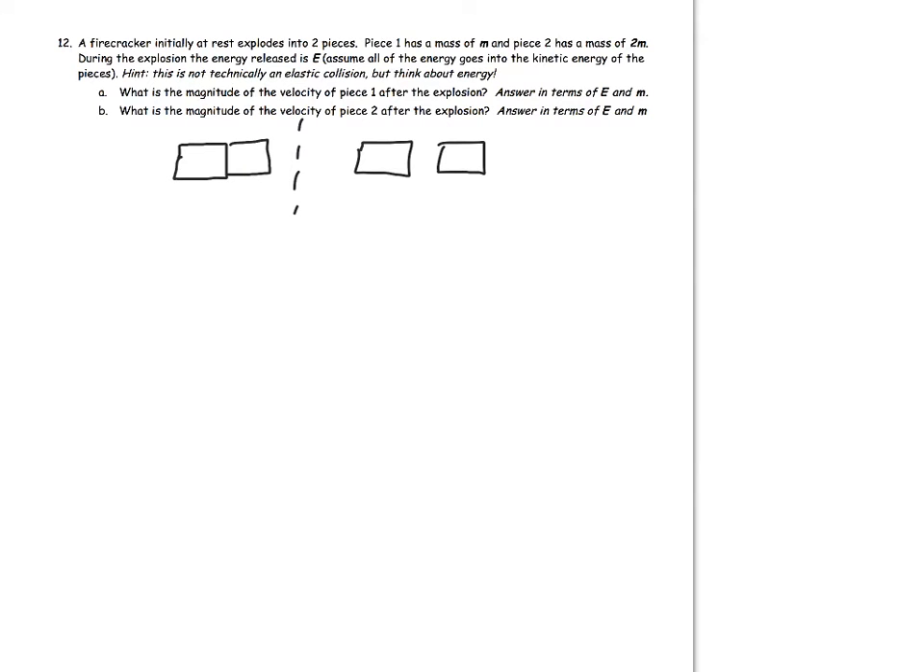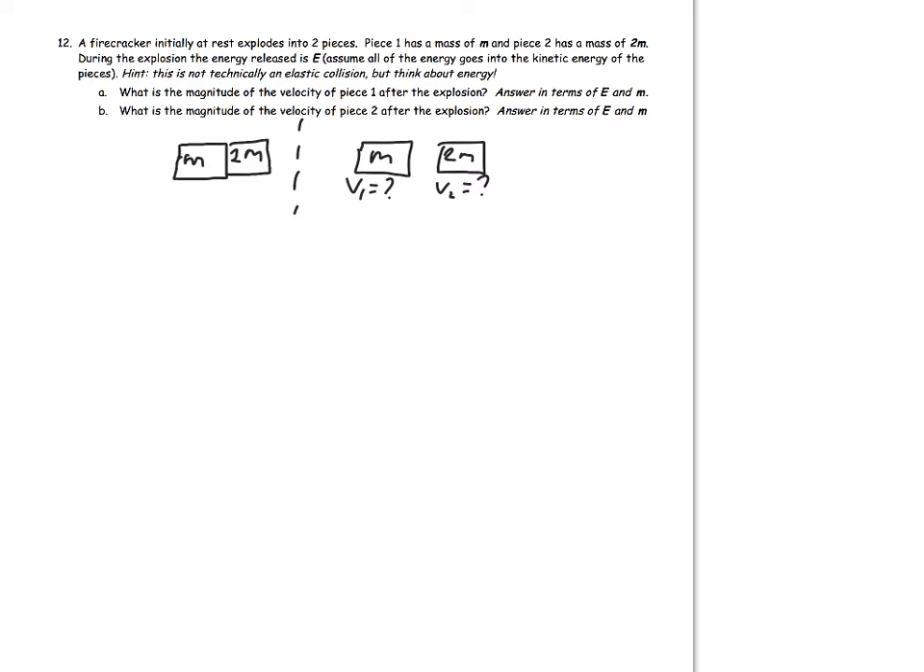For this problem, we have a firecracker that's initially at rest and explodes into two pieces. One piece has a mass of m, the other has a mass of 2m, and after the explosion they're going to be moving in opposite directions. We want to figure out what is the velocity of each one of those pieces. So the first thing I'm going to set up is conservation of momentum. I know that momentum is going to be conserved in this case.